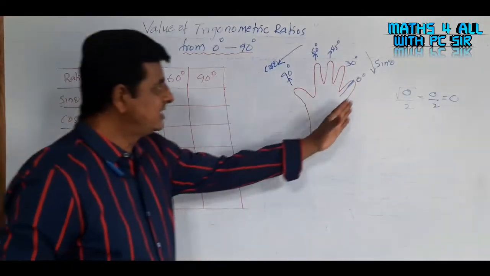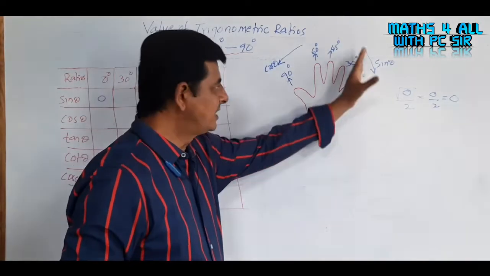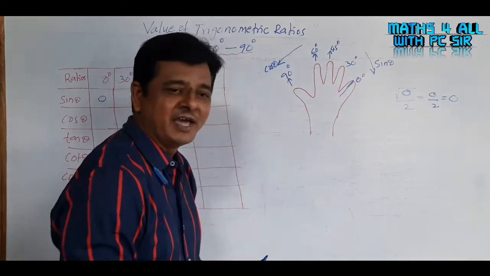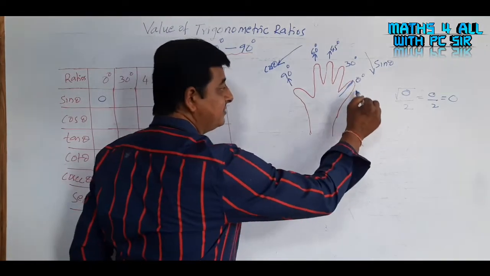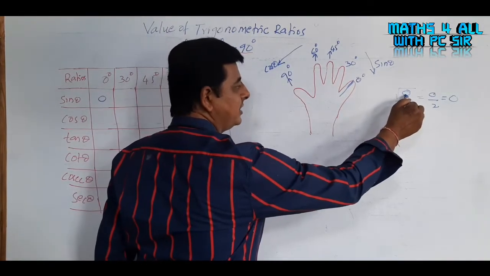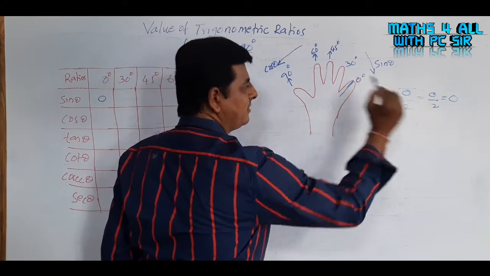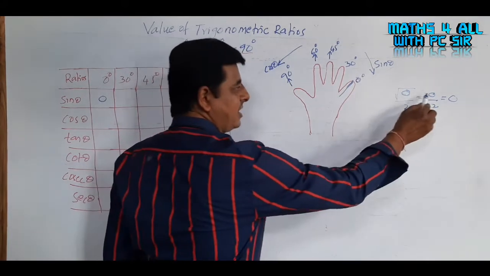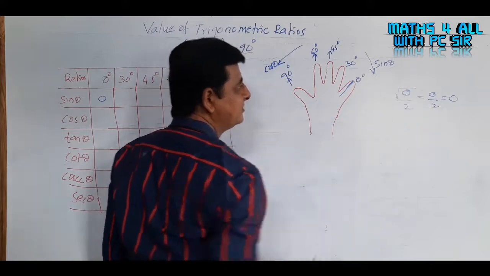Understood? First you take sin 0 degrees. For sin, we are thinking clockwise direction. After this one, there is no finger. So that's why you are taking 0. And take the square root of 0 divided by 2. Square root of 0 is 0. By 2, you are getting 0.